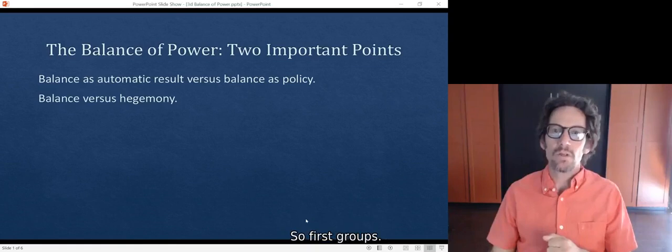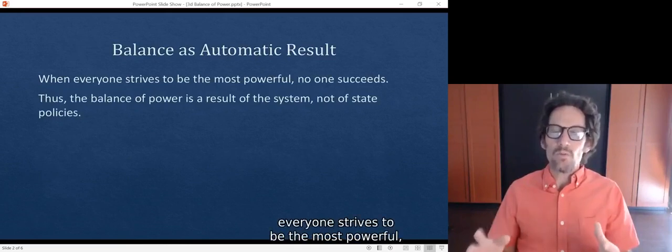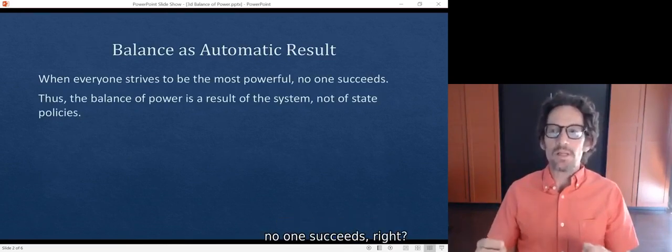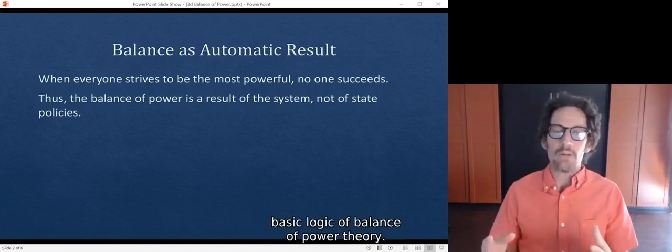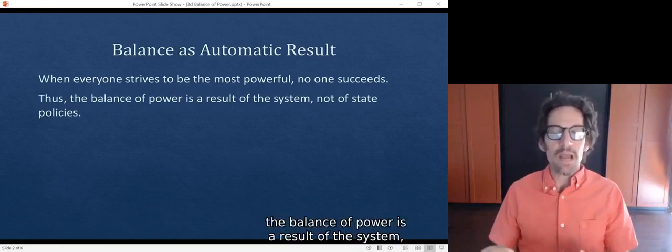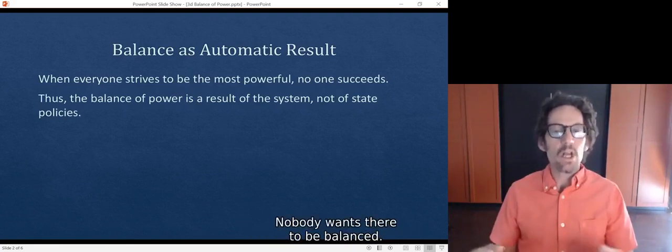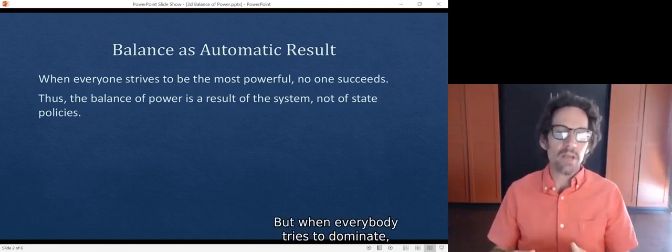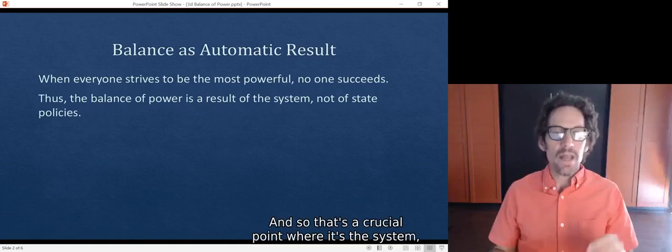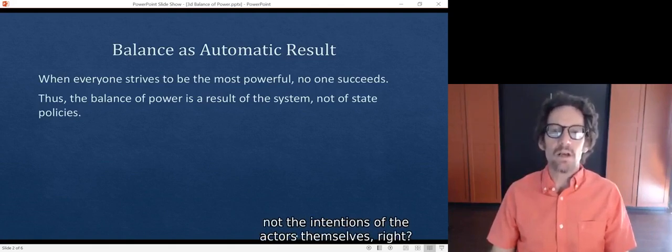So first of all, when everyone strives to be the most powerful, no one succeeds, right? That's the sort of basic logic of balance of power theory. And in that sense, the balance of power is a result of the system, not of the state policy, right? Nobody wants there to be a balance. We all want to dominate. But when everybody tries to dominate, the result is balance. And so that's a crucial point where it's the system, the interaction of the actors, that causes that result, not the intentions of the actors themselves.